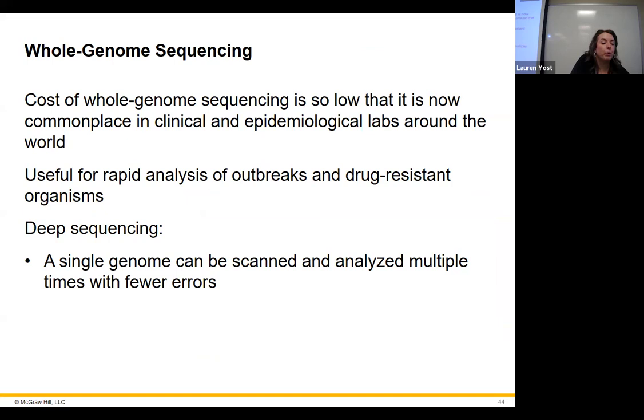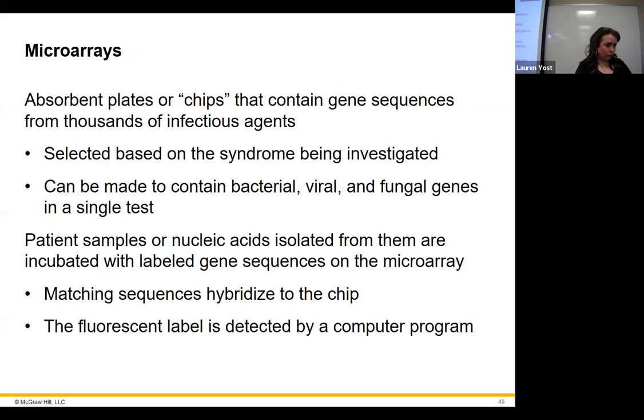So we can do pretty rapid analysis of drug-resistant organisms to figure out what the genetic difference is between the drug-resistant organism that your patient has versus the wild type, without it. You can also do deep sequencing, where a genome can be scanned and analyzed multiple times and then compared with itself to eliminate errors that can sometimes pop up during sequencing. So that's deep sequencing.